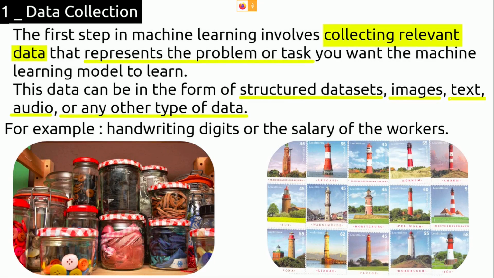So, what is data collection? The first step in machine learning involves collecting relevant data that represents the problem or task you want the machine learning model to learn. Okay, this data can be in the form of structured databases, images, text, audio, or any type of data. For example, take those files. Okay, we need to collect the data.